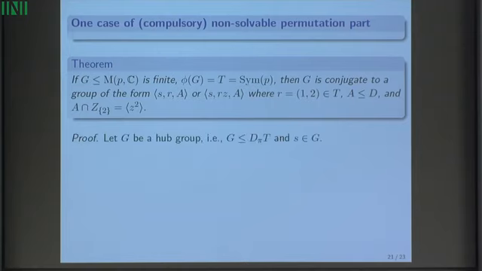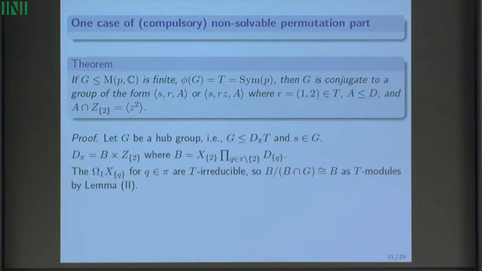All right, so here's the sketch proof. Remember, we can immediately go down to a hub group, G and d pi t. So yeah, S is always there. Let's decompose d pi as B cross C, where C is Z2. The reason we do that is because in this case, for all Q in pi, omega 1 xq is irreducible as a T module, as a sim P module. So lemma 2 implies that this quotient module is isomorphic to B.